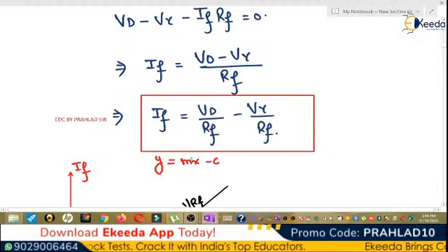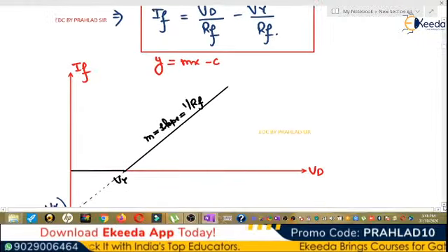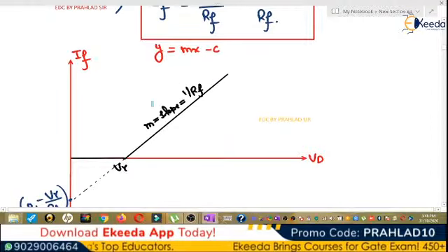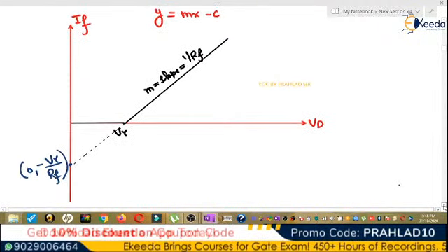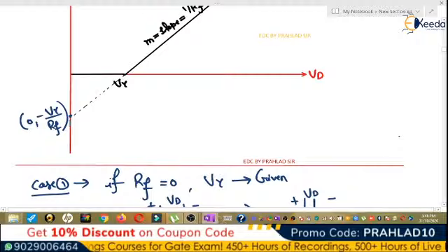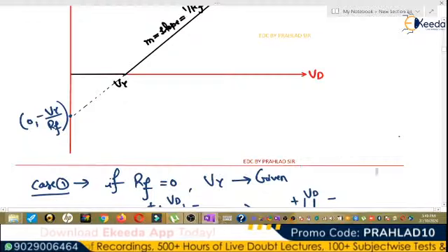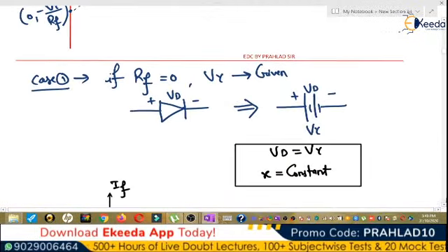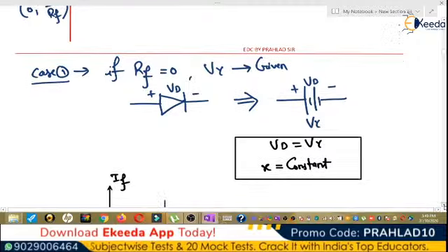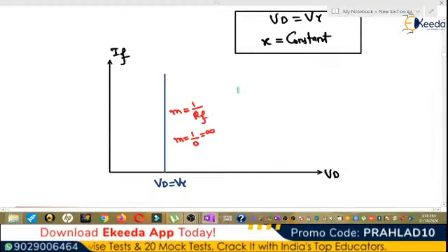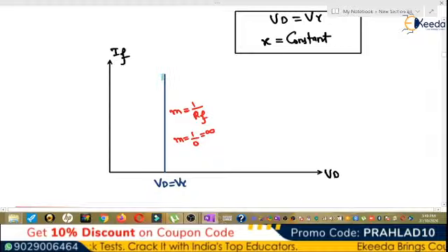So it is a y equals mx minus c equation, which can be drawn in this way. So the slope is 1 by Rf, and this is meeting at the point 0 comma minus V gamma by Rf. So case number 1, when Rf is 0, V gamma is given. So this can be regarded as only a battery of cut-in voltage V gamma. So Vd is equal to V gamma, which can be drawn here. It is an x equals constant line like this.